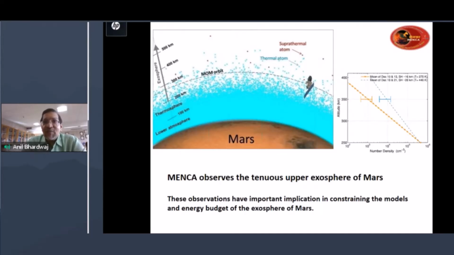So this presence of superthermal argon in the exosphere of Mars tells us that there are species in the exosphere of Mars which have higher temperatures, and that means they will be able to escape faster, which will have implications for the atmospheric escape and the energy budget of the atmosphere.